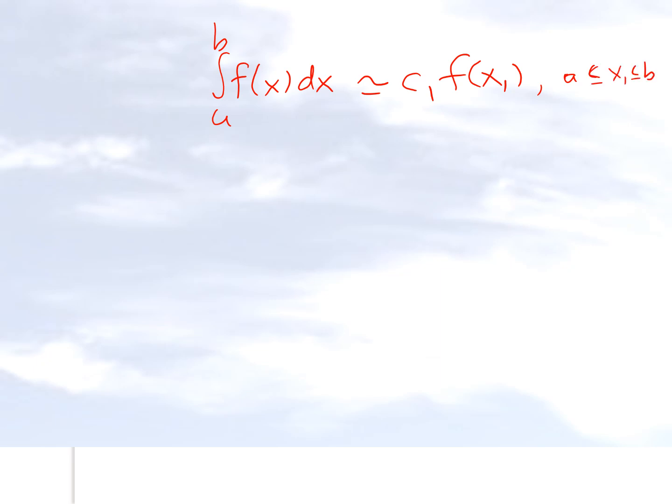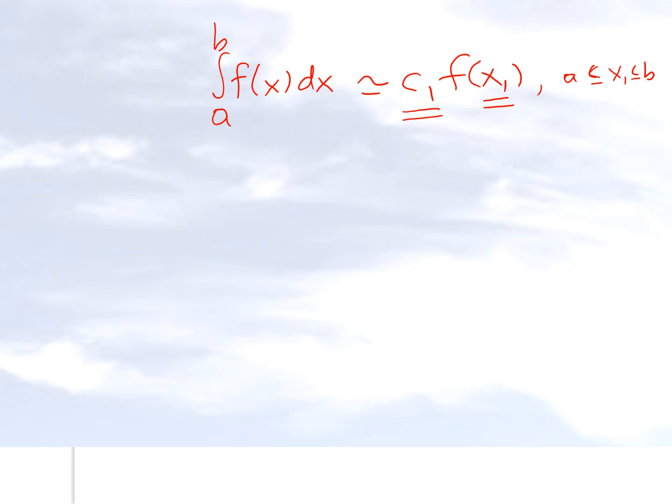The one-point Gaussian-Quadrature rule is basically derived from that, hey, we have an integral going from a to b f of x dx, and it is going to be approximately equal to c1 times f of x1, and surely x1 will be some number between a and b because we're integrating from a to b. And so the unknowns are c1 and x1.